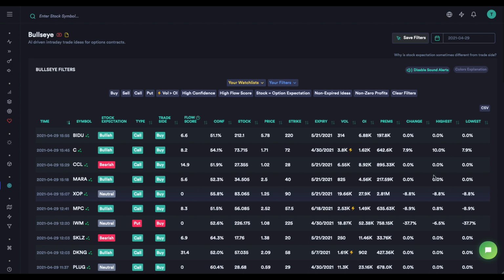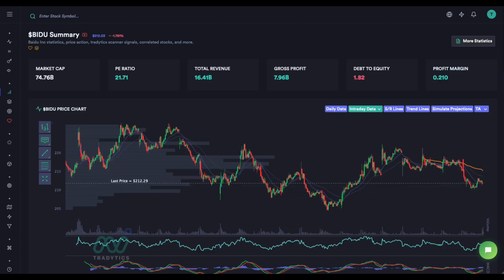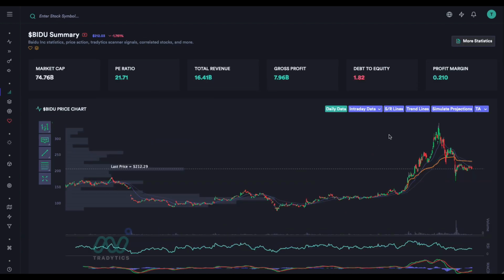So let's quickly go over some of these alerts now. I haven't gone over any of these alerts before this video, so we are actually going to go through some of these symbols live. So let's see what happens. The first we have is a Baidu alert. This came in today actually. So let's quickly go to the stocks dashboard and see how the chart is looking.